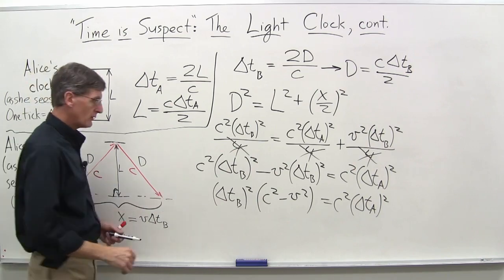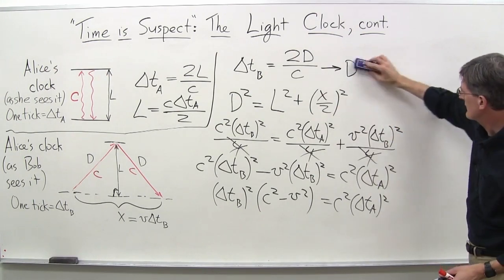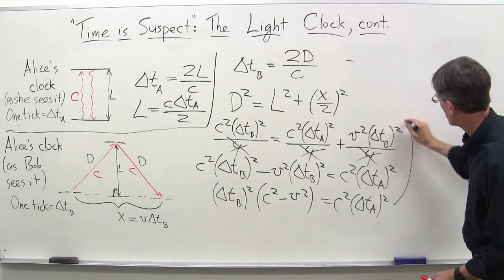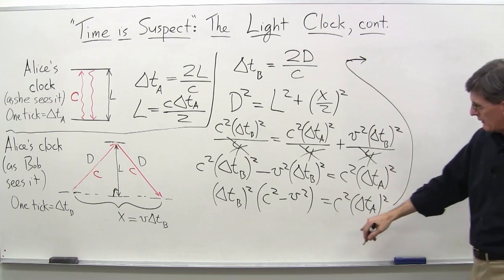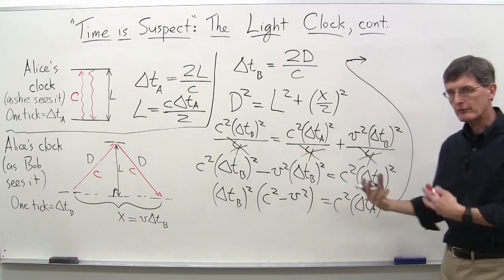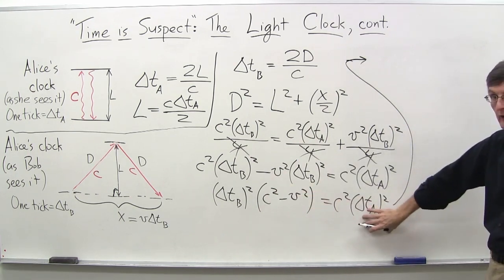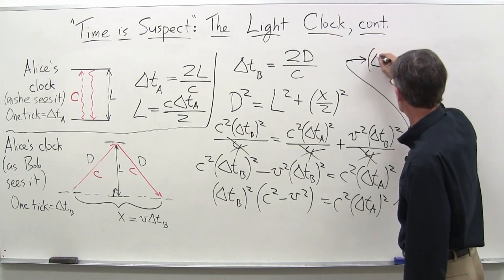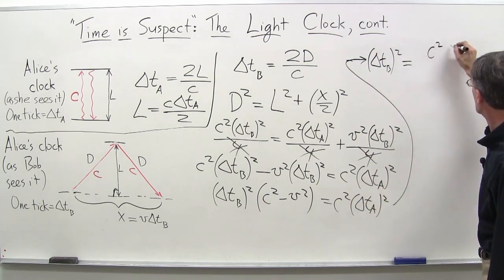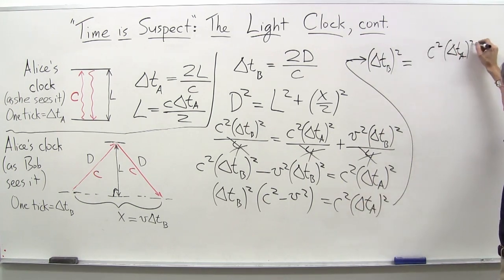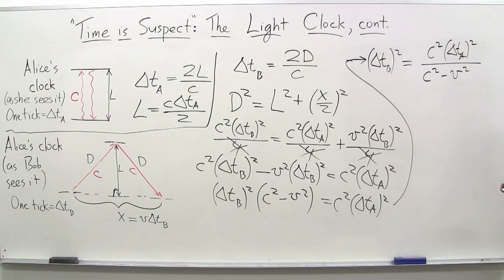And this is starting to look pretty good here. We don't need this anymore, right? So we'll just get a little room here because I want to bring this up here and rewrite this here. So remember the goal was to write something like delta tb equals some other stuff involving delta ta. So let's divide both sides by this. We're going to bring this over here to the denominator. So we're going to write this as delta tb squared equals c squared times delta ta squared all over c squared minus v squared. Now we're really getting someplace.